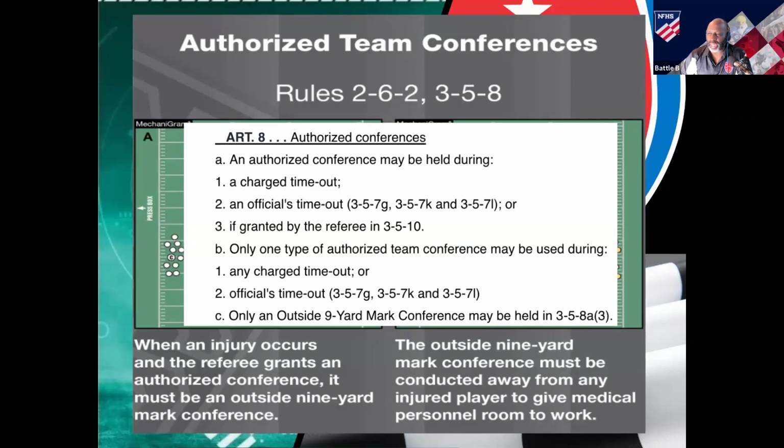So what is 3-5-8-B? Well, 3-5-8-A-3 is right above it: if granted by the referee in 3-5-10, which we're covering. What I want you to understand here is that just because there's an injured player does not automatically guarantee a team can have an outside the 9 yard mark conference. It's only if the referee granted.